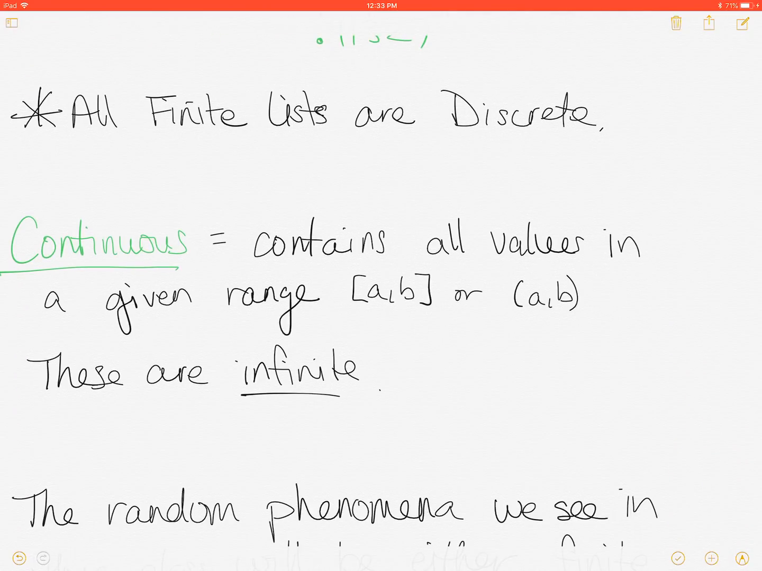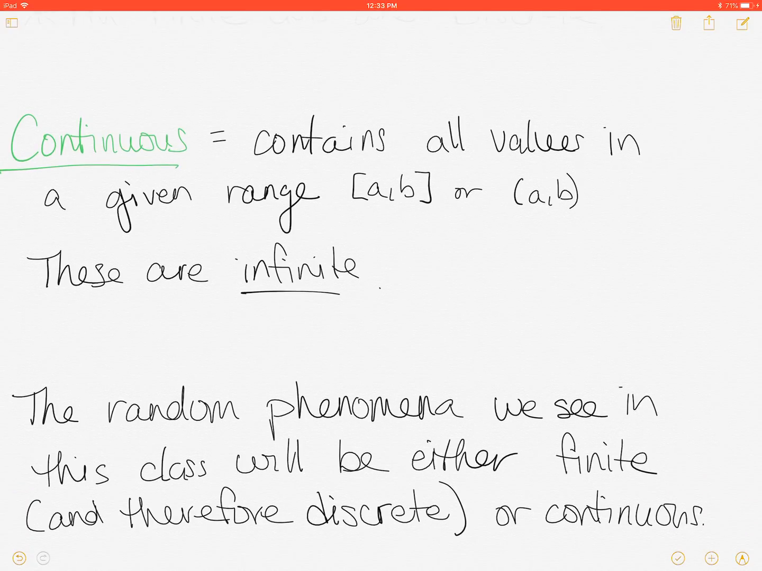So, all finite lists that stop are discrete. And so we're going to use those two interchangeably in this class. And things that are not discrete, we're going to work with things called continuous. Continuous lists contain all values in a given range from, say, A to B. We can include A and B, that's what the square brackets mean, or we can throw them out: every number between 0 and 1, but not 0 and 1 themselves. These are infinite, and they are uncountable, unlistable, so they are not discrete. So, everything in this class is going to be listed either under discrete/finite or continuous.